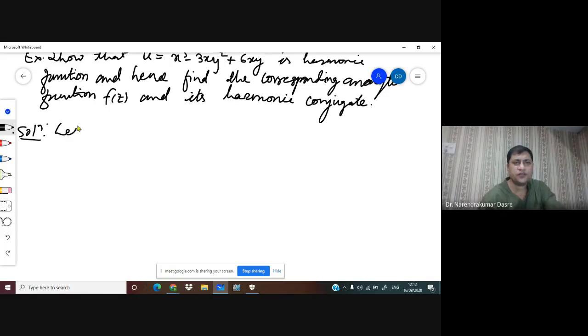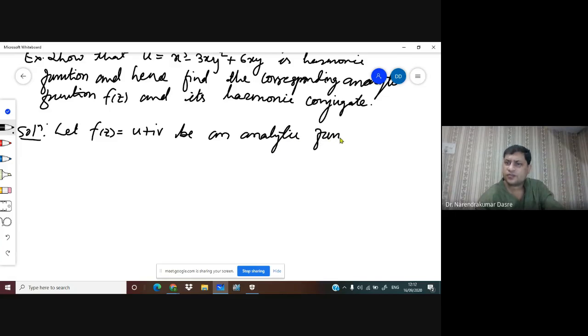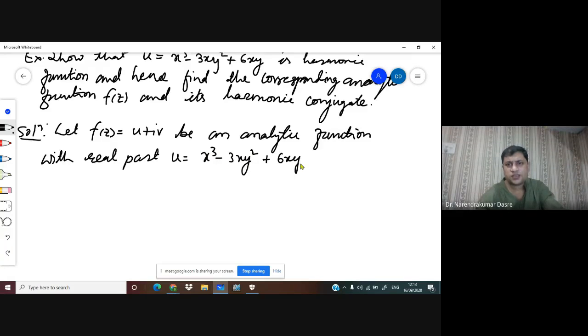So what is the first step? Let f of z is equal to u plus iv be an analytic function with real part u is equal to x cube minus 3xy square plus 6xy. Okay, see, this is the real part given, so we have to use the Milne-Thompson method for the real part.